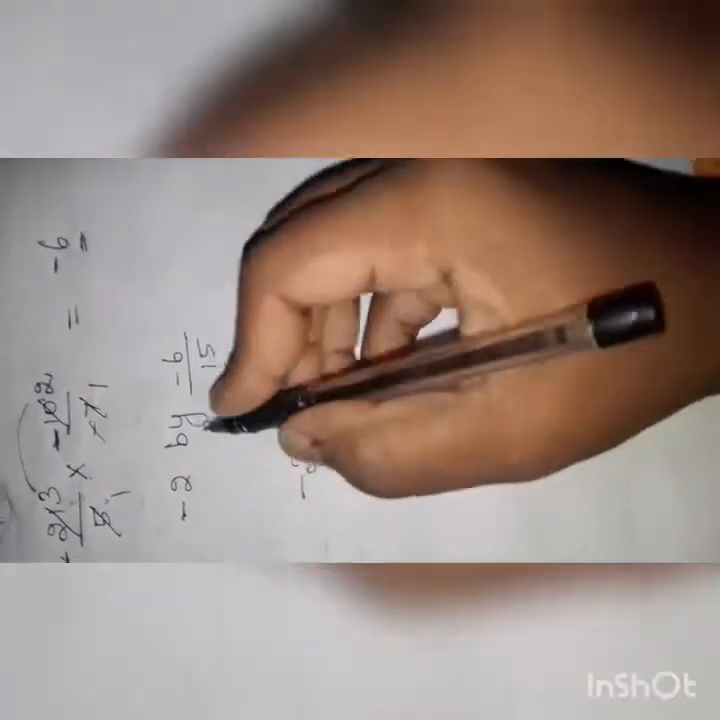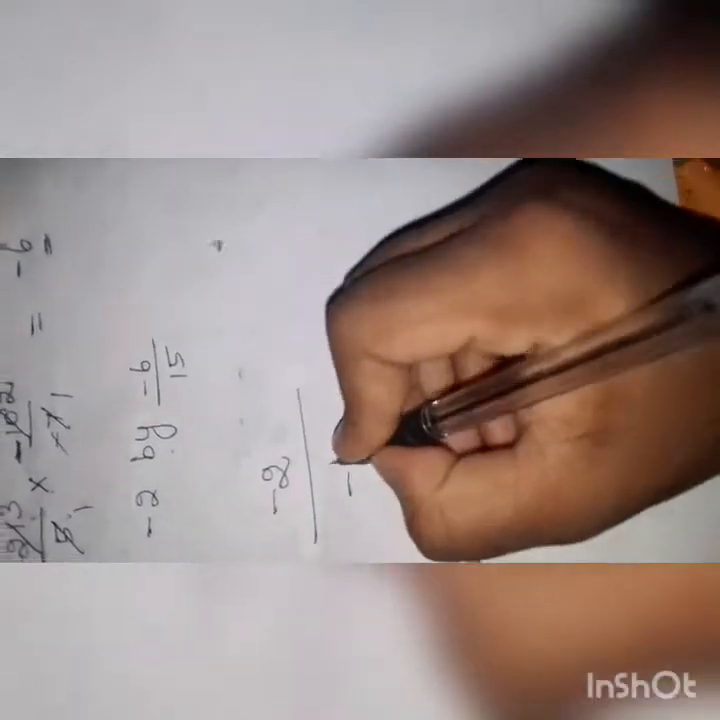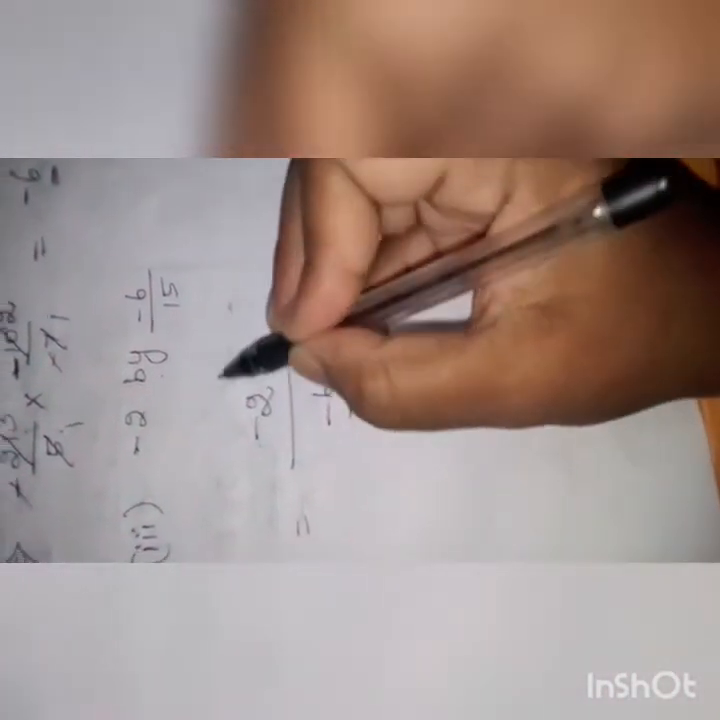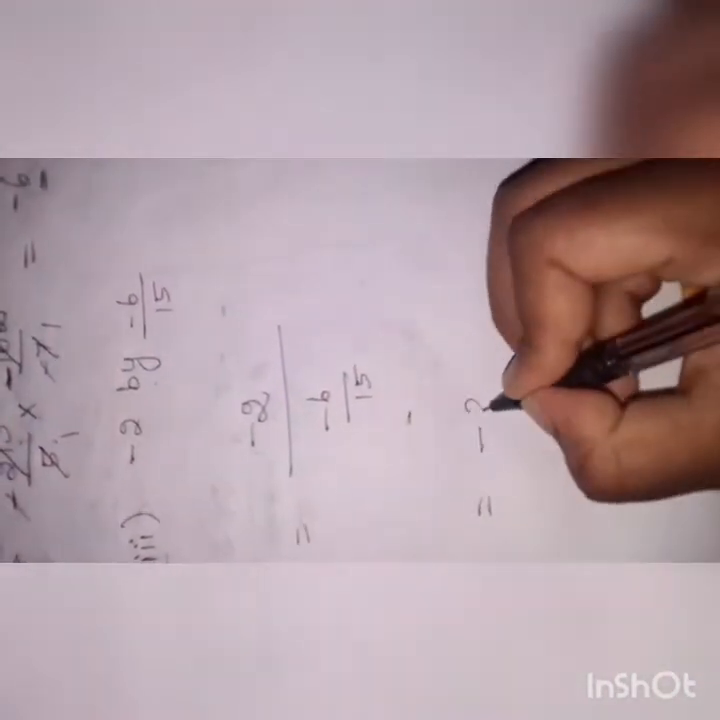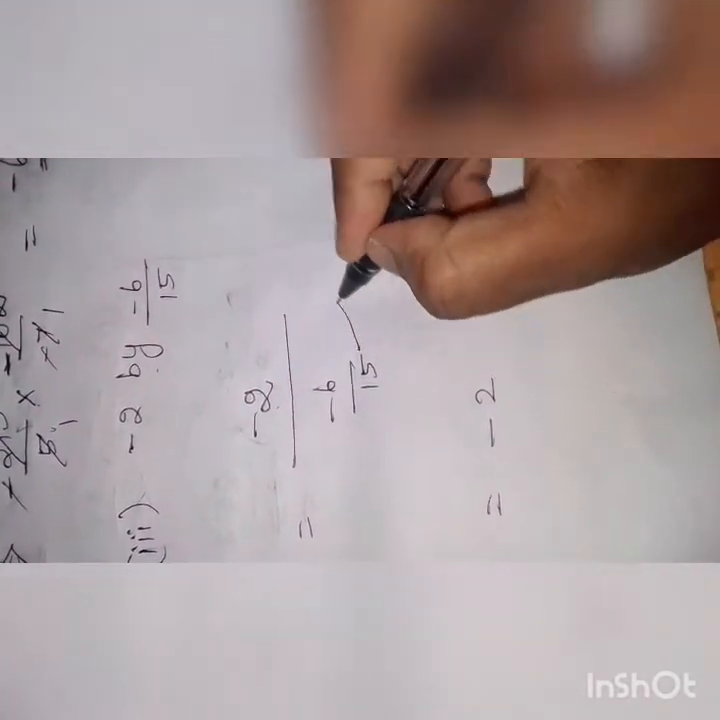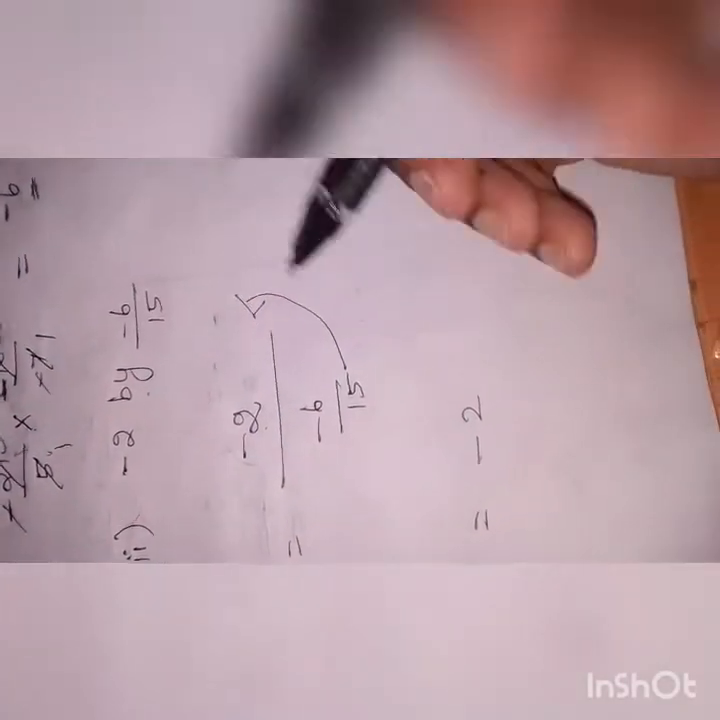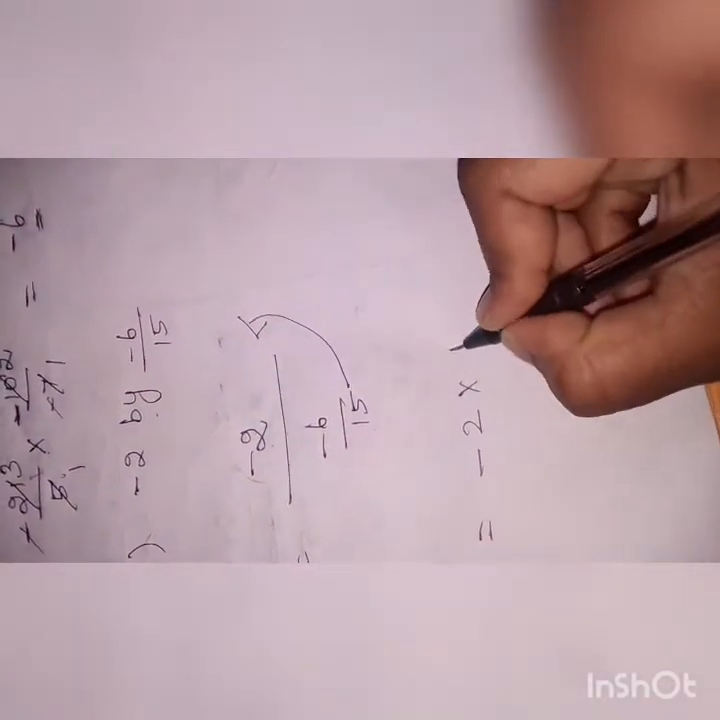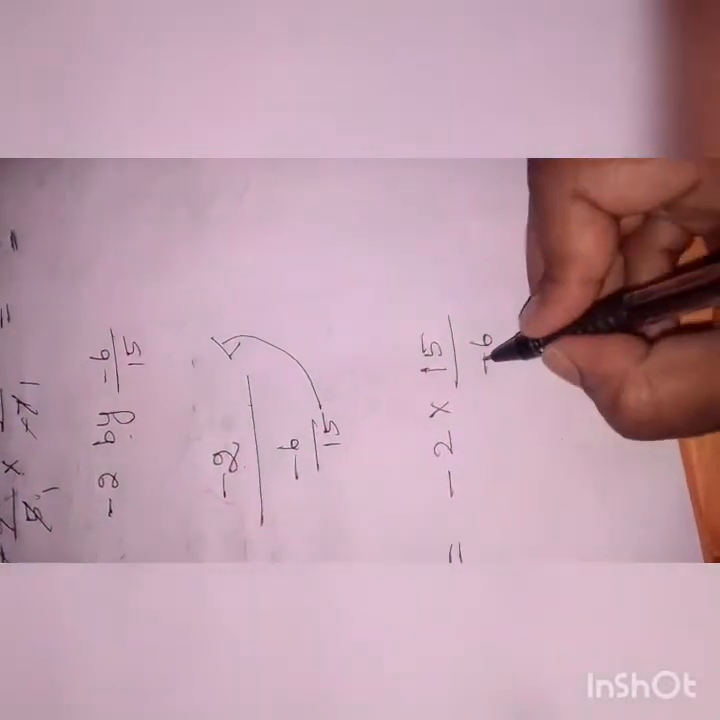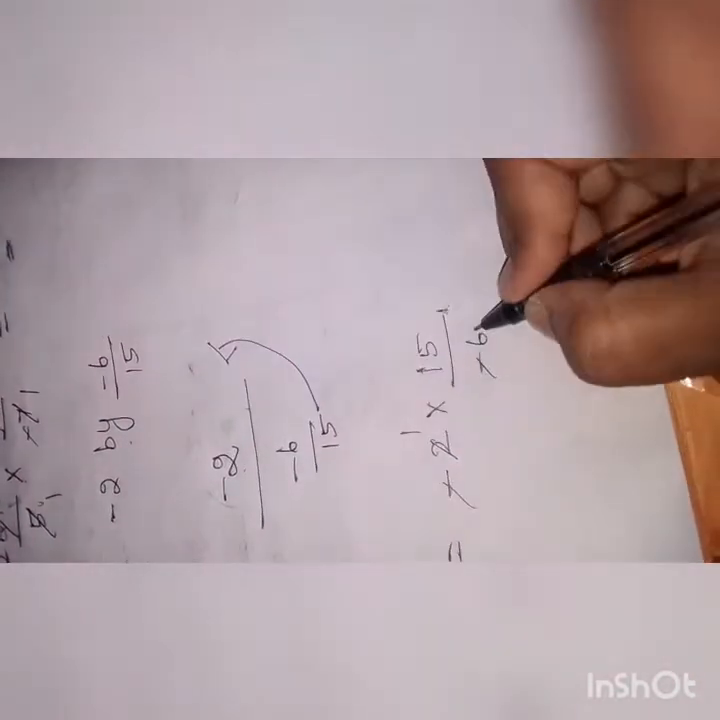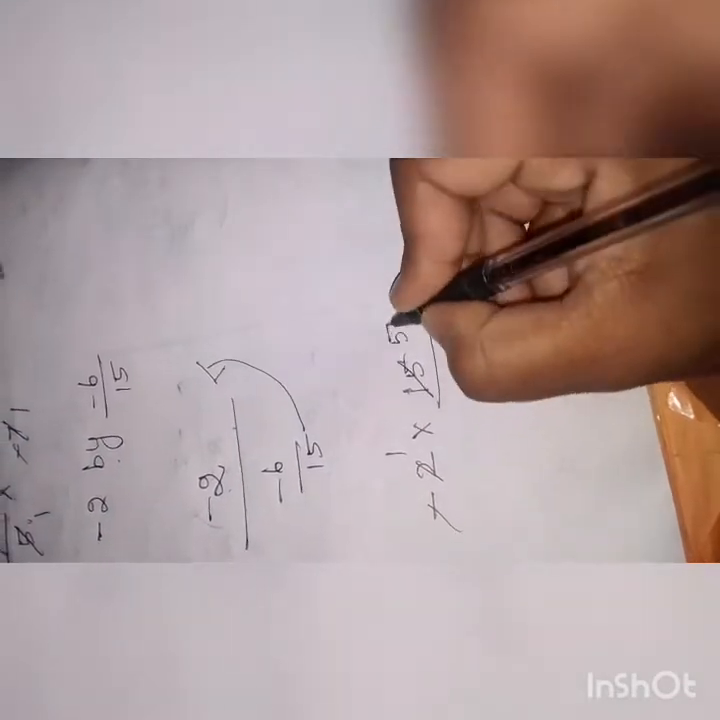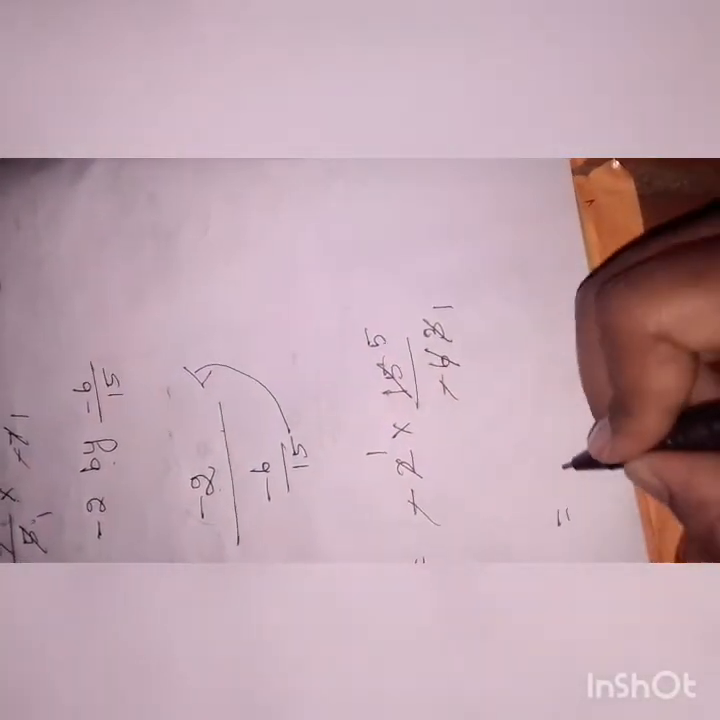Minus 2 divided by minus 6 by 15. Minus 2 is your whole number, and I am taking this minus 2 as it is. If the denominator is again a rational number and I bring it to the numerator, it gets reciprocal, so the division becomes multiplication. So, 15 divided by minus 6. Again, minus and minus get cancelled. 2 ones are 2, 3 twos are 6. 3 ones are 3, 3 fives are 15. So your answer will be 5.